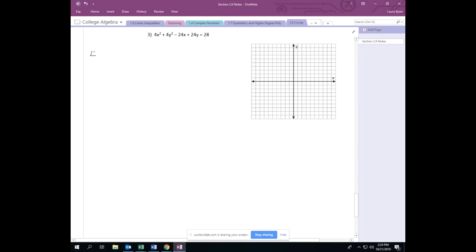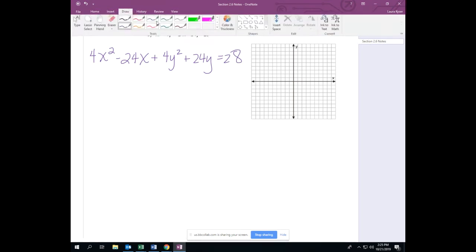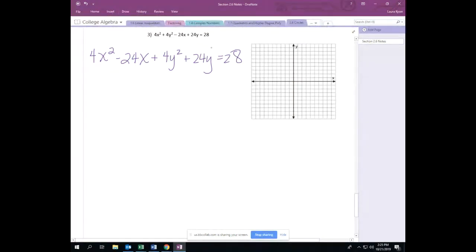So we're looking at 4x squared. Then I'm going to put the minus 24x. Then for y squared. And then the 24y equals 28. All right, so now it's in the right form. And we can start our completing the square.